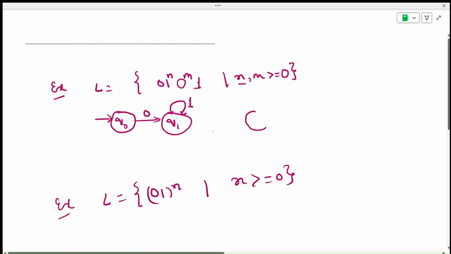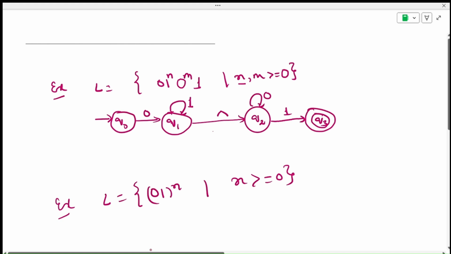Any number of zeros is read and on reading 1 it is moving to another state. Assume this state as Q2 and this state as Q3. What I will do is join these two by a null transition. Q1 on reading null is going to Q2, and Q2 is having any number of zeros followed by a 1.